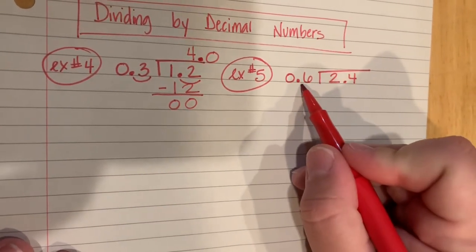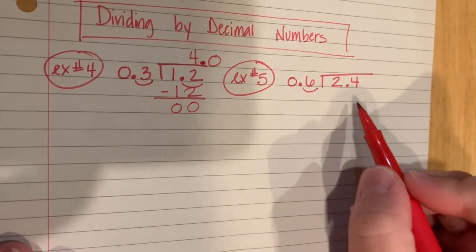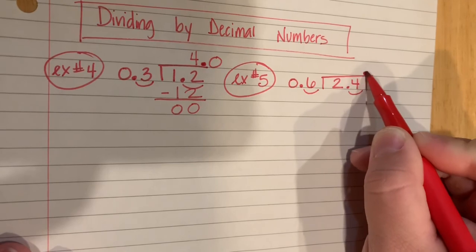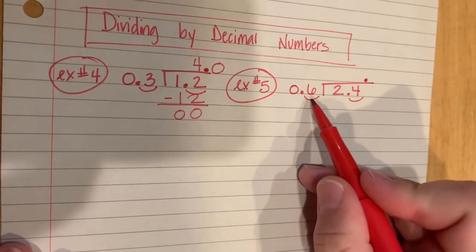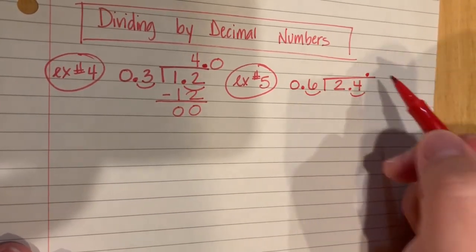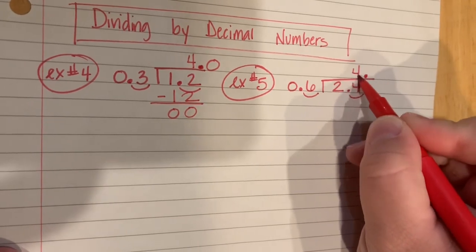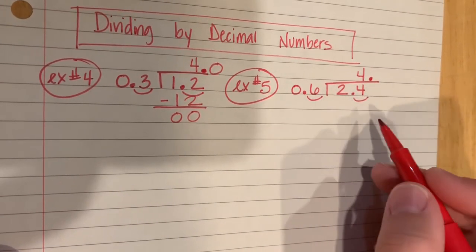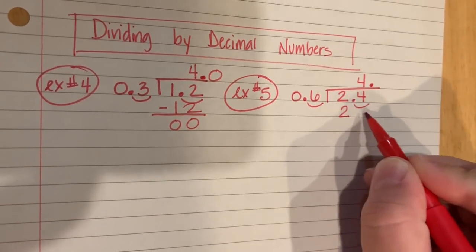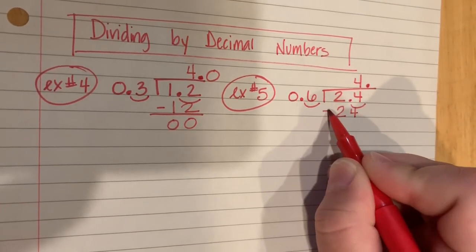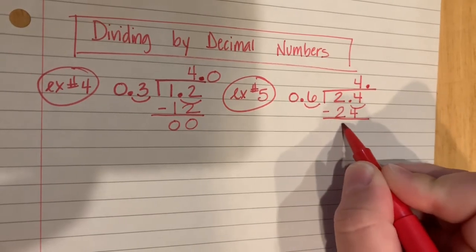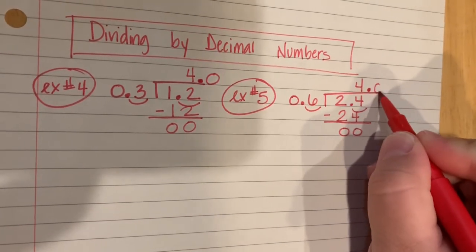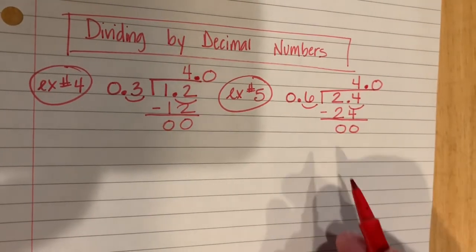Number 5, we have one digit to the right, so we're going to move it over, making 6 a whole number. And then we also move it over for the dividend. And 6 goes into 24 4 times. 4 times 6 is 24. We subtract and we get 0. So our answer there was also 4.0.